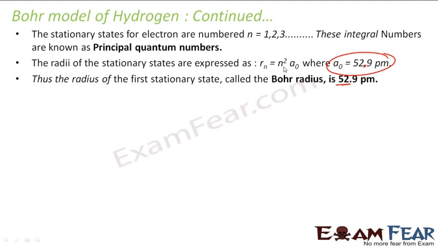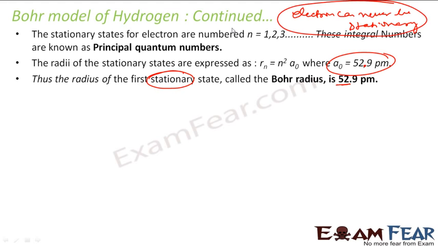And please note, stationary state doesn't mean the electron is stationary. I'll tell you, an electron can never be stationary. It is not possible to have a stationary electron. It can never be stationary. Correct?